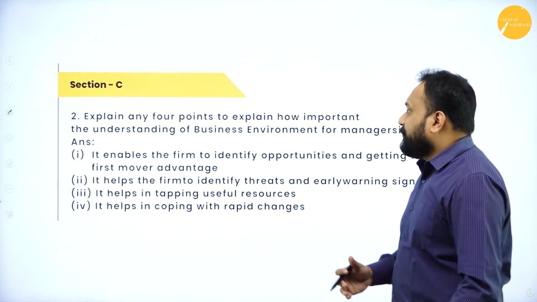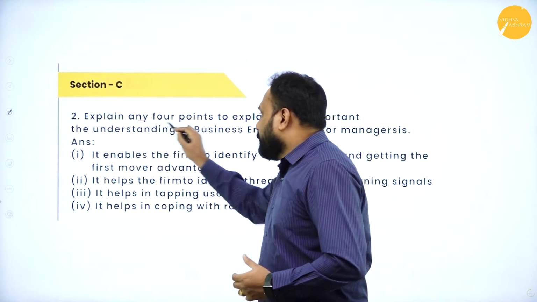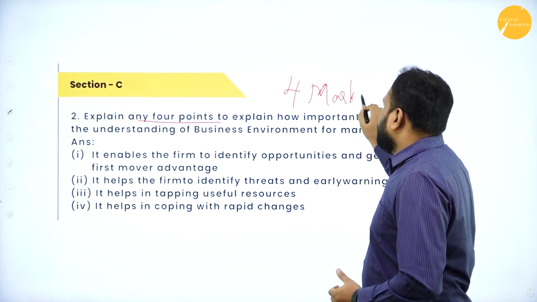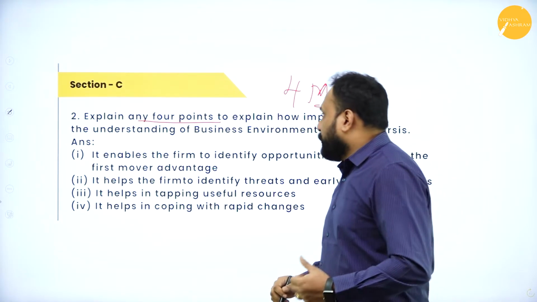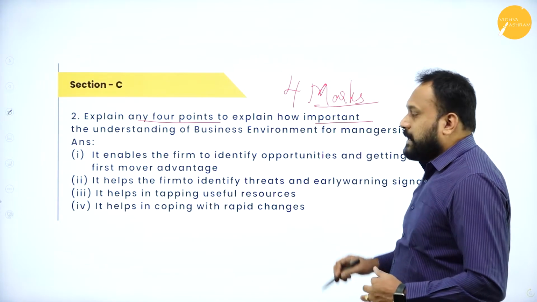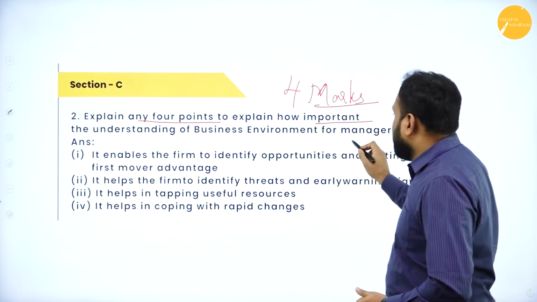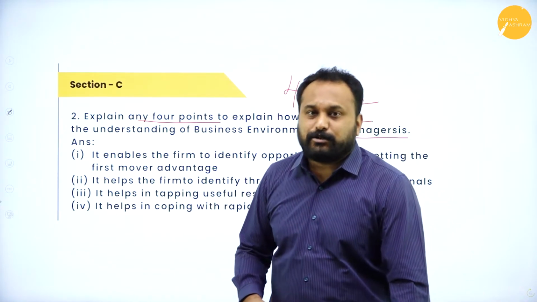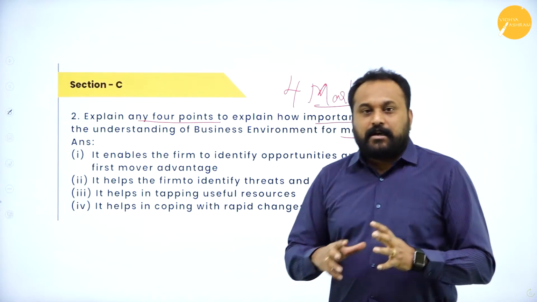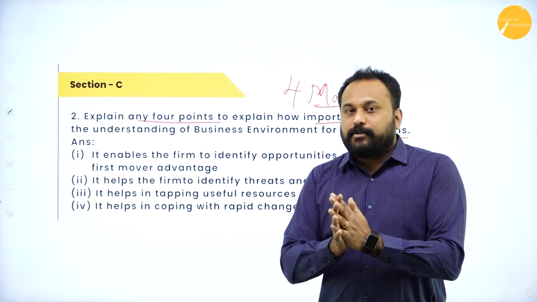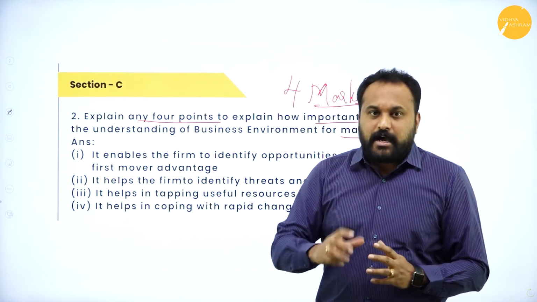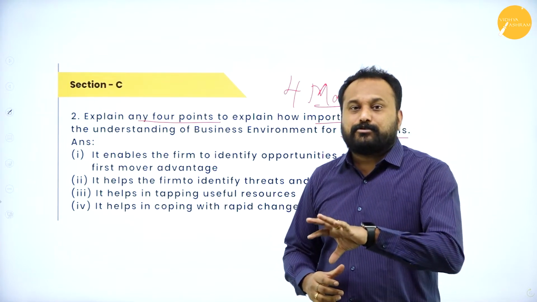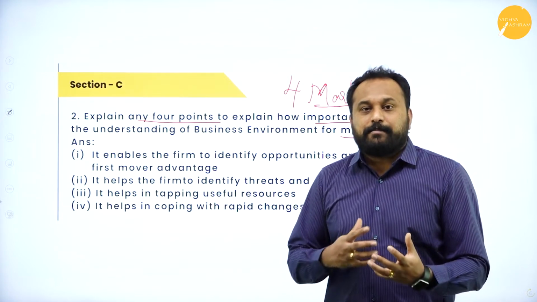Next one is explain any 4 points. See, they only tell you that 4 points. Why? Because it is 4 marks. This is all for 4 marks. Explain any 4 points to explain how important an understanding of business environment for managers is. Now here, when we go with this managers, please do understand what really happens is managers are the people who need to go and who need to check how the business changes. The minute the business is changing, we are also supposed to change the entire setup of our competitive edge.